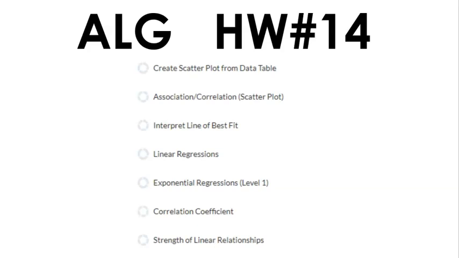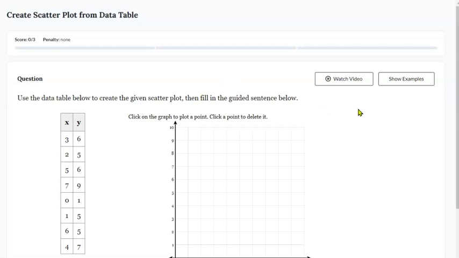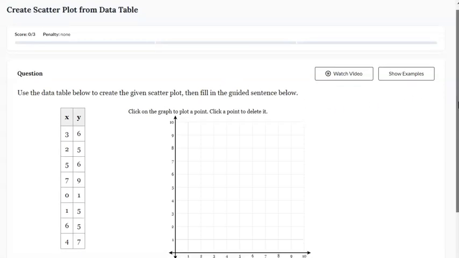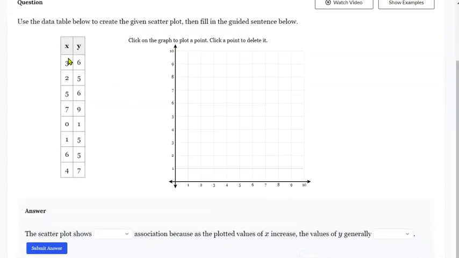Let's take a look at the questions on homework number 14. The first topic is creating a scatter plot from a data table. In this activity, you will need to take these x and y table values and plot them all on this coordinate plane here by following the x coordinate and the y coordinate.